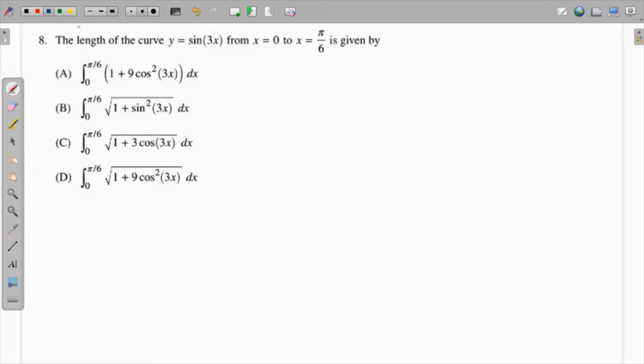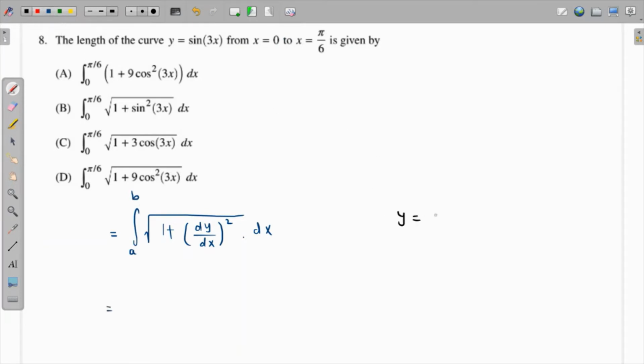The length of the curve y equals sine 3x is something which we have to find from 0 to pi over 6. So the formula for the length of the curve is given by the integral of root of 1 plus (dy over dx) whole square, integrated with respect to x within the limits of, in this case, a to b. In our case, first let's try to find dy over dx.